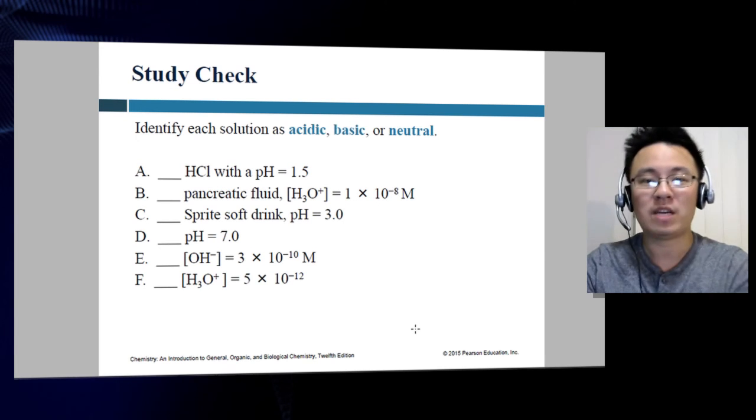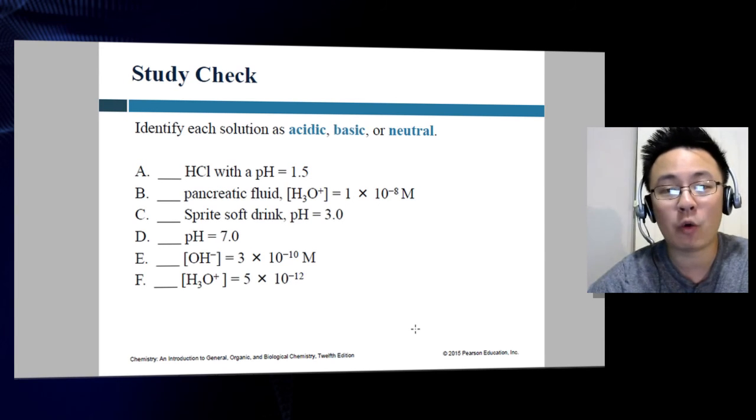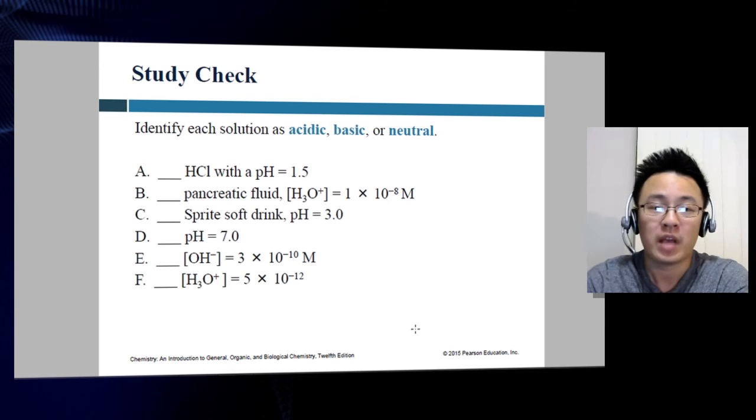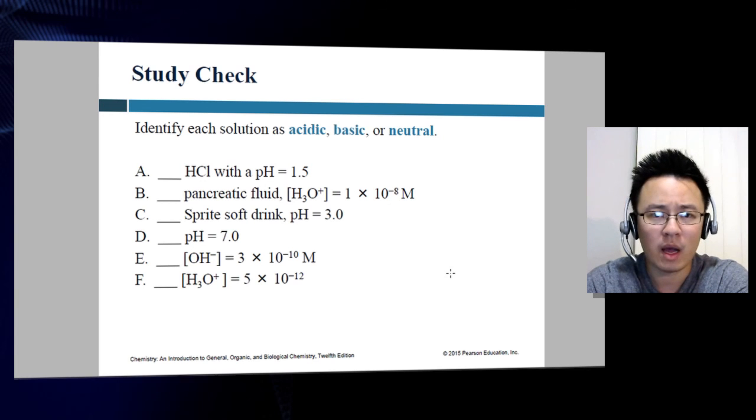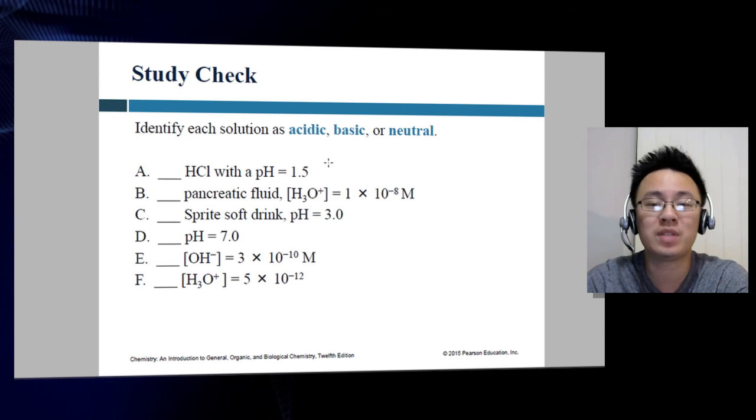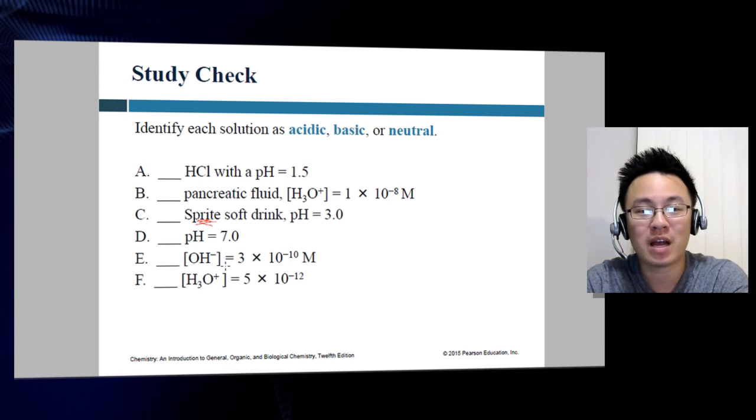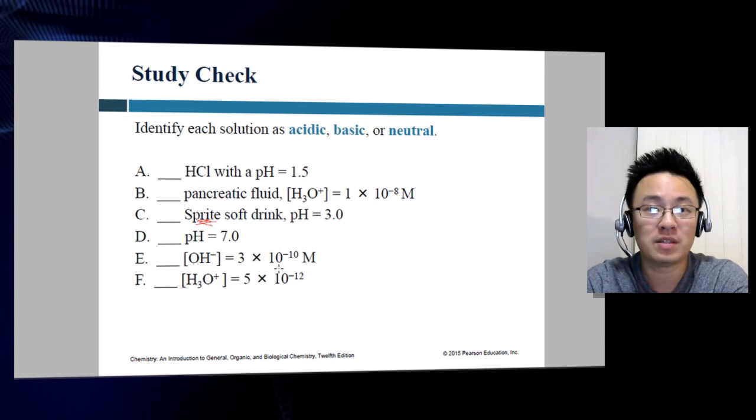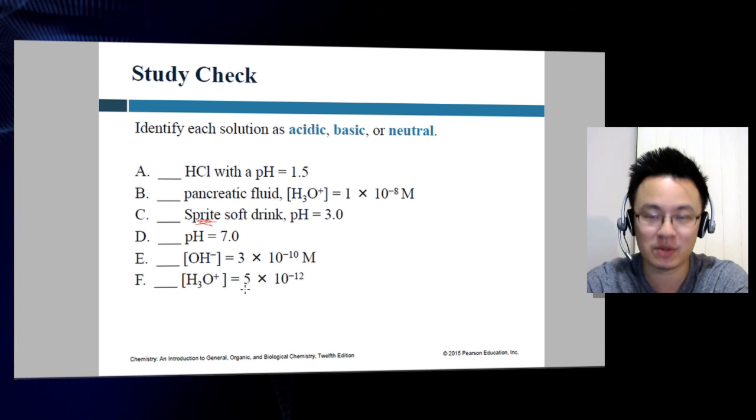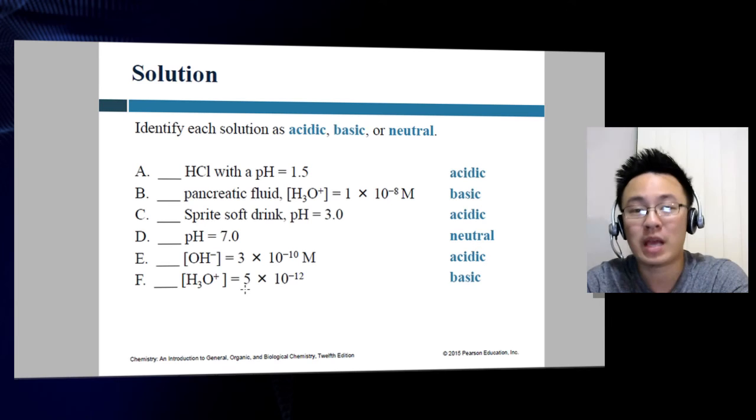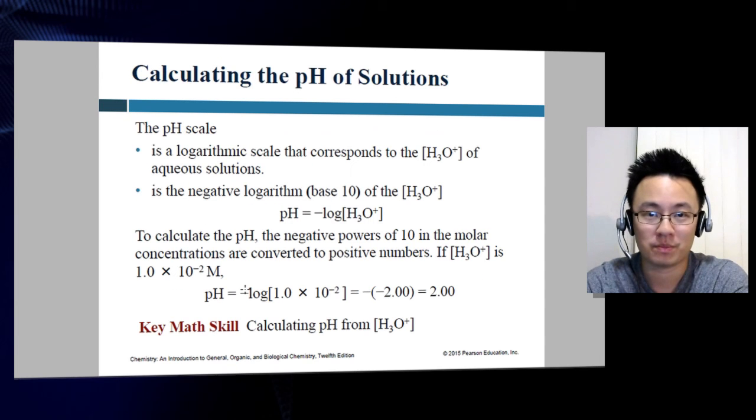So you can go ahead and identify each of these solutions as either acidic or basic by looking there at each of these. You can see here we have hydrochloric acid, pH 1.5, pancreatic fluid there at 1 times 10 to the 8. Sprite soft drink, oh my favorite. There a pH equal to 3, pH of 7, and hydroxide ion is equal to 3 times 10 to the negative 10, and we also have here the hydronium ion there at 5 times 10 to the negative 12. And of course the answers are provided right over there for you.